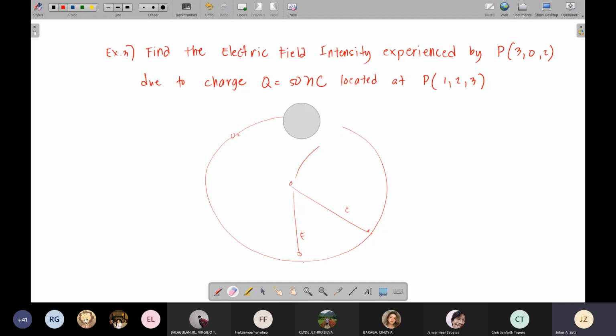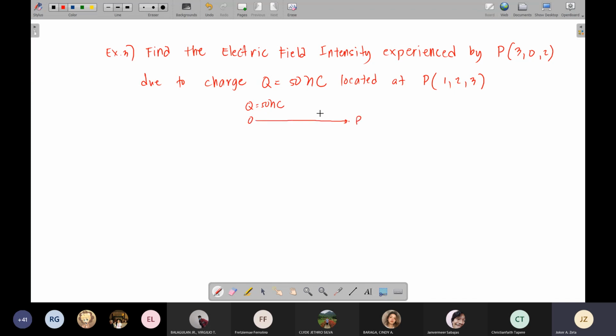Pero ang iyahang solution would be pare-parehas ra gyud sa Coulombs law. Okay? So recall, let's say ang charge Q which is 50 nanocoulomb. Recall nano is times 10 to the negative 9. Ang point naka-experience og electric field intensity. Okay? Ang pangutana, pila man ang electric field intensity na na-experience by the point due to the charge.